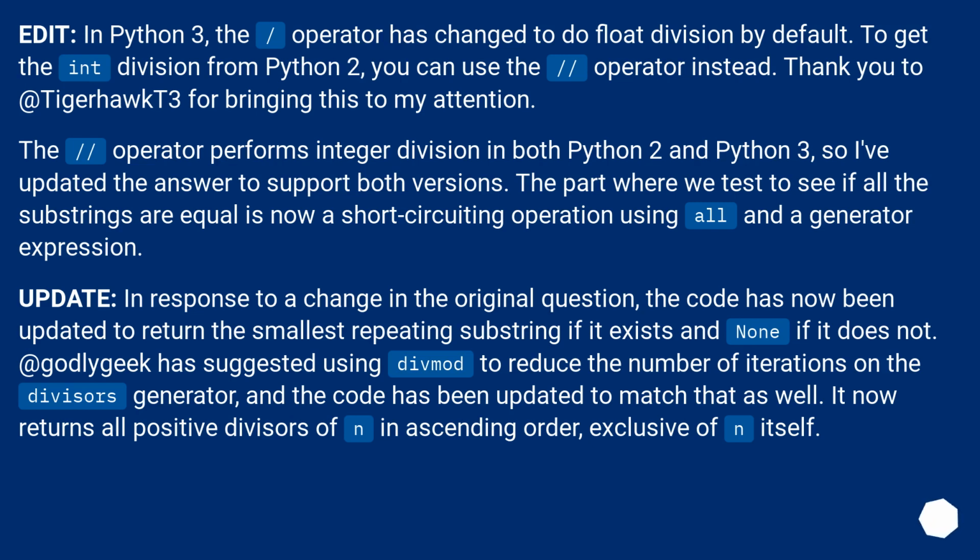Update: in response to a change in the original question, the code has now been updated to return the smallest repeating substring if it exists and None if it does not. @GodlyGeek has suggested using divmod to reduce the number of iterations on the divisors generator, and the code has been updated to match that as well. It now returns all positive divisors of n in ascending order, exclusive of n itself.